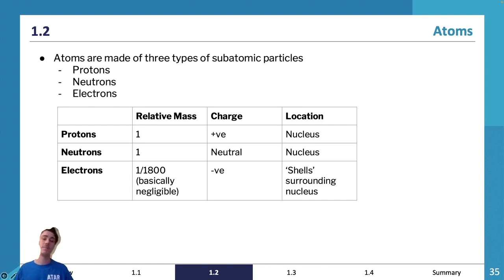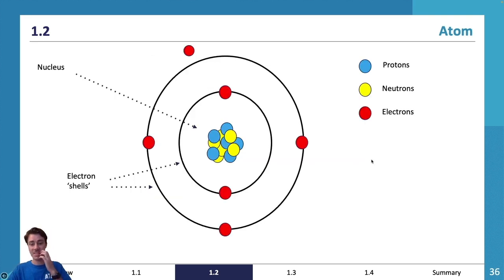Location is really important. Protons and neutrons are found in the nucleus. They make up the mass. Your mass is purely the nucleus of your atom. The electrons are found in the shells, which are surrounding the atom. So as you can see here, you have your nucleus in the middle. So right here, this is your nucleus. Oh, I was on the wrong page. That's your nucleus. These are your shells.